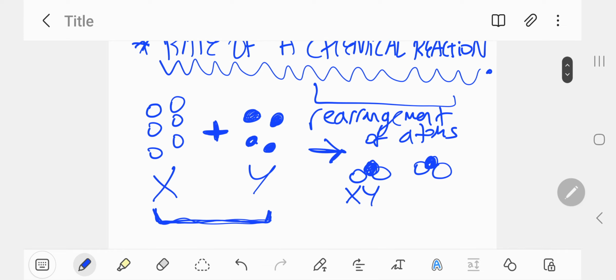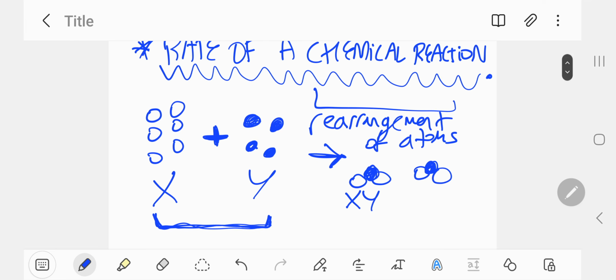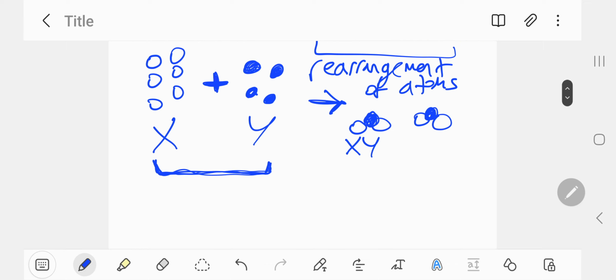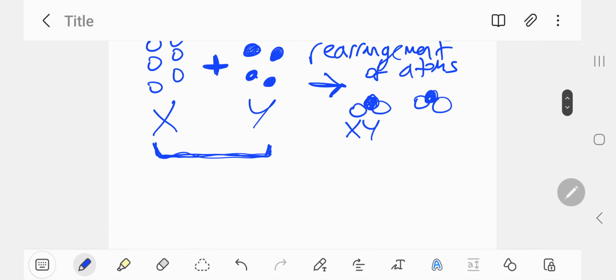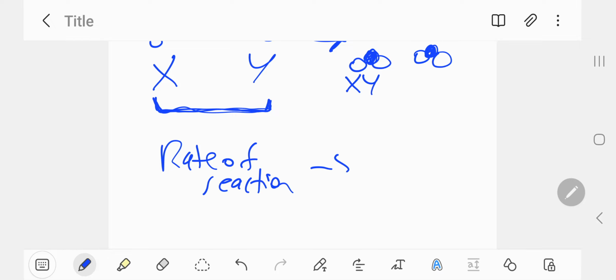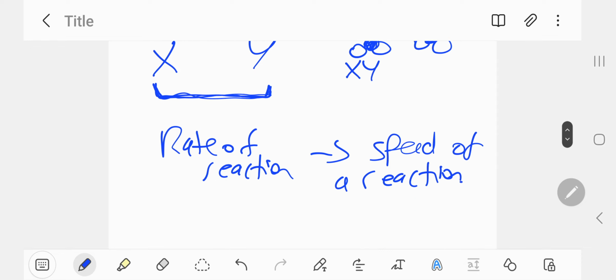But for the upcoming assessment that you have, you just need to know that a chemical reaction is simply the rearrangement of atoms. So atoms reorganizing themselves. Now you can actually speed up or decrease the rate of a chemical reaction. A better way to say this is the speed at which chemical reactions occur is called the rate of reaction. So rate of reaction just means the speed of a reaction, how fast this reaction at the top here, this example, is going to happen.